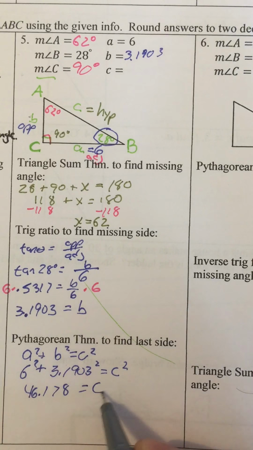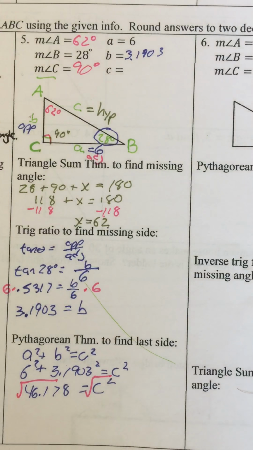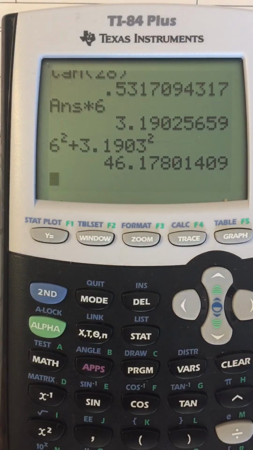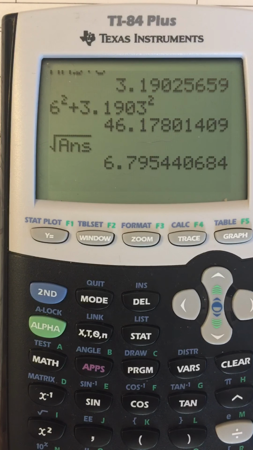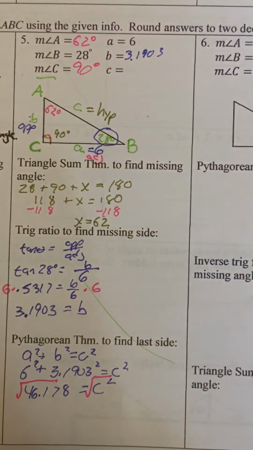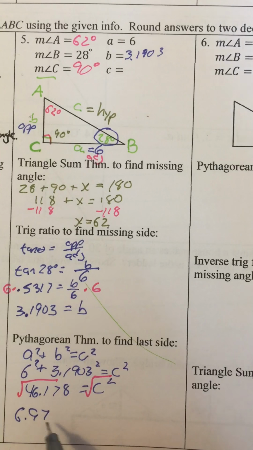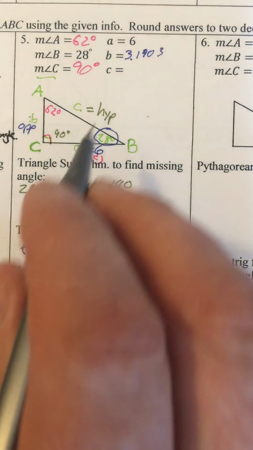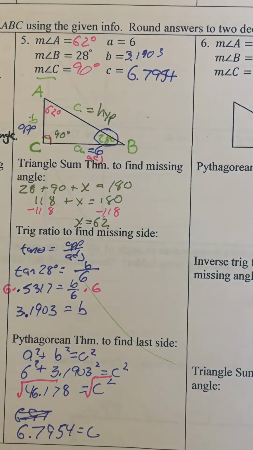So 46.178 equals c squared, and then I need the square root of both sides, square root of this side, square root of this side. So I can just go square root of that number. You can type it in again. There are ways in different calculators, for example, you can click answer, and that will tell me that it's 6.795. All right, let's stick with 4 decimal places: 6.7954 equals C, and then I can put that up here, 6.7954, and now I've got all the A, B, and C.